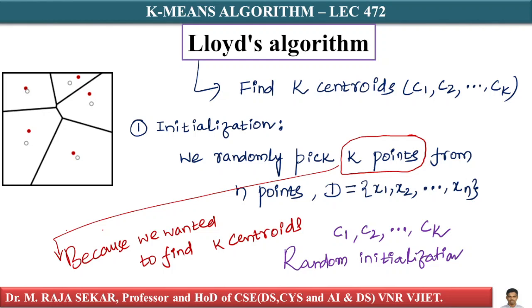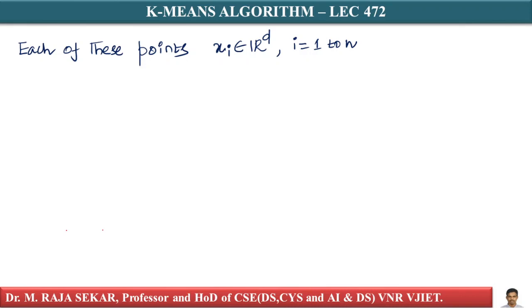Each of these points xi belongs to Rd. Rd means a d-dimensional vector. Xi belongs to Rd, a d-dimensional vector, where i varies from 1 to n. So x1 belongs to Rd, x2 belongs to Rd, and so on, xn belongs to Rd. All the points are d-dimensional points. Centroids are also d-dimensional points. The first step is called initialization.